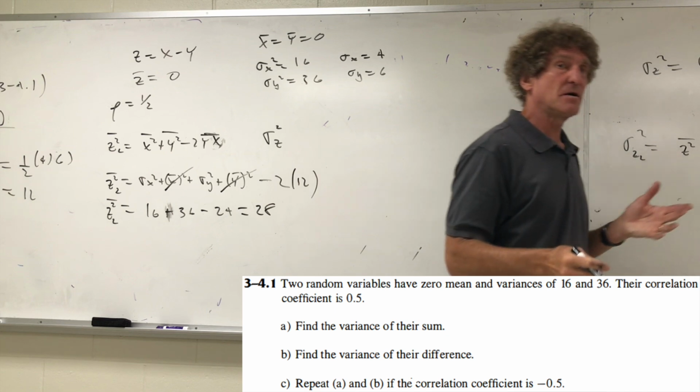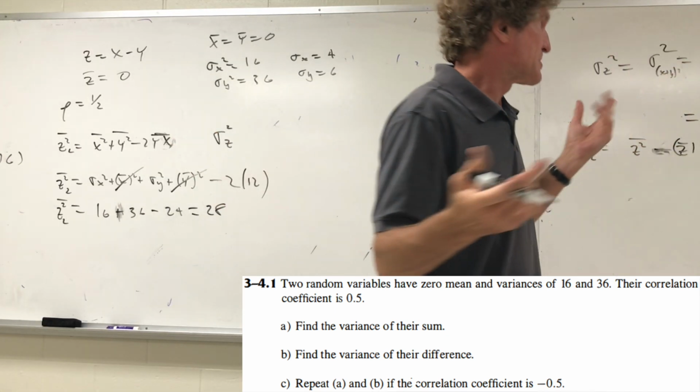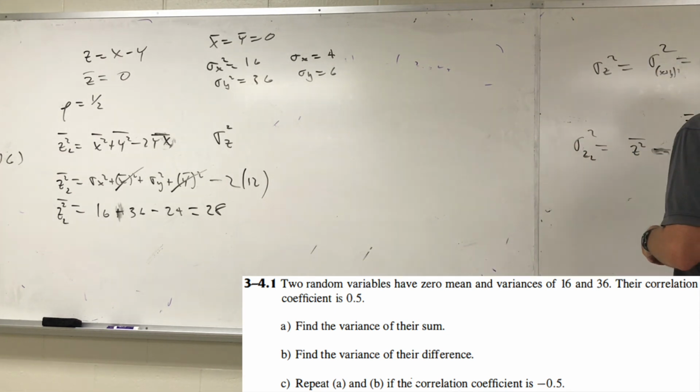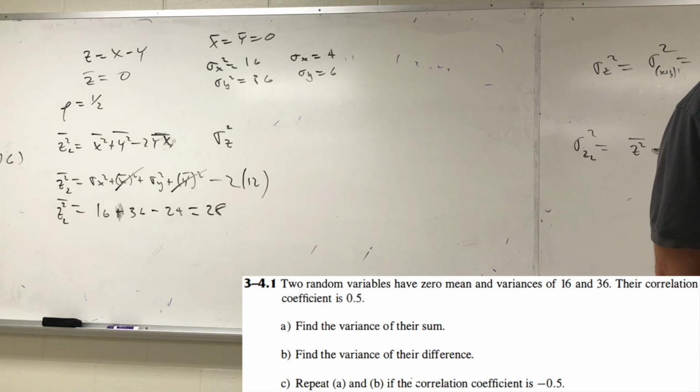What is z bar squared? Doesn't matter. It's 0. That means this is just going to be, unless we did something wrong, 28. Is that right? Is that the answer in the book? Sure is. Okay, good. What's the next part? Repeat A and B if the correlation coefficient is negative 1/2.